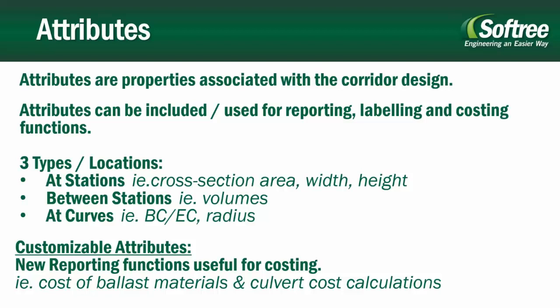We can create custom attributes that are functions of other attributes to report new functions, and can be very useful for costing. For example, we could include reporting information about the cost of the culvert, taking the length of the culvert multiplied by the cost per unit of length. The options and functions here are endless, and we will demonstrate a few examples today.